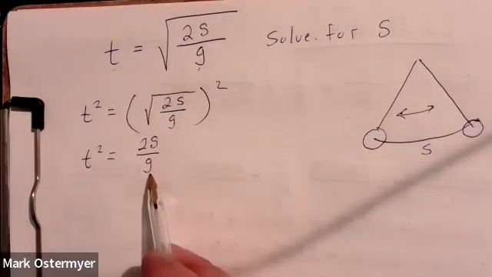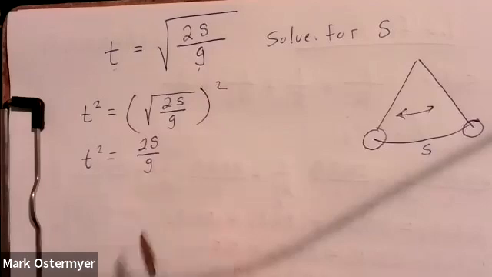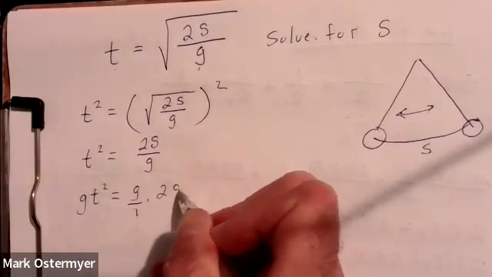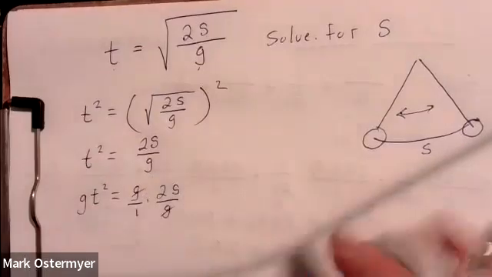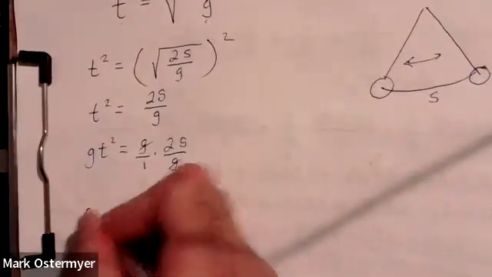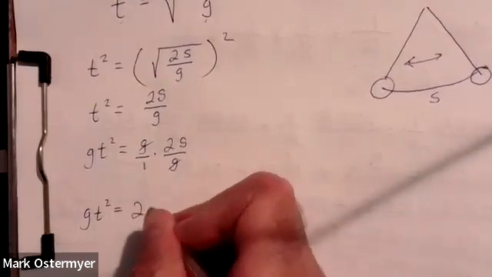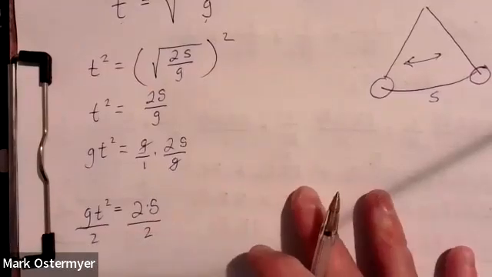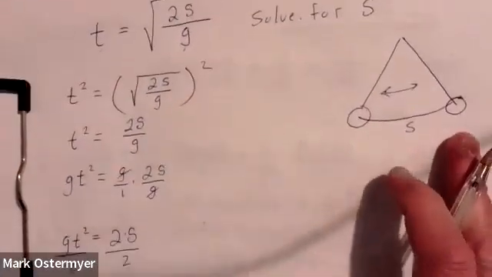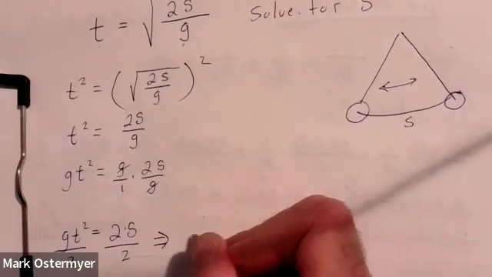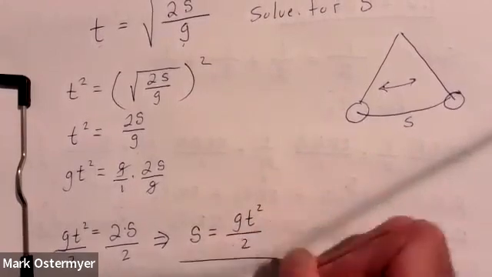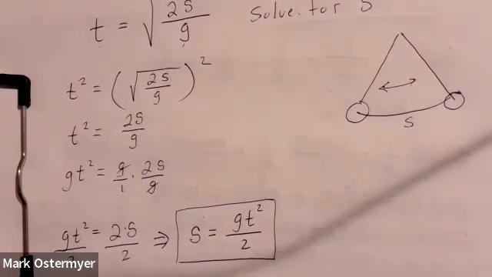Solving for s now, we want to get rid of this fraction here. So I'll multiply both sides by g. And when you multiply the right side by g, of course, it cross reduces out. So gravity's gone there, and we're left with g t squared is equal to 2 times the arc length s. Finally, we divide both sides by 2, and we have solved for s. Therefore, s is equal to g times the time squared divided by 2. And there we go. We solved for s.